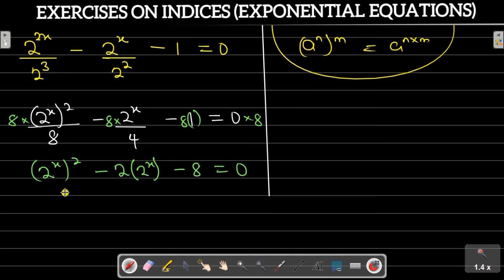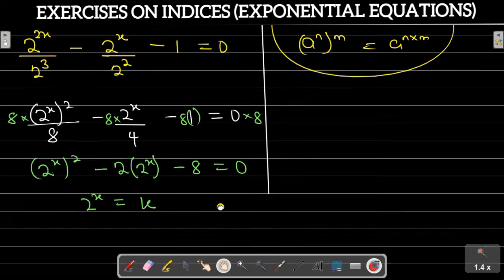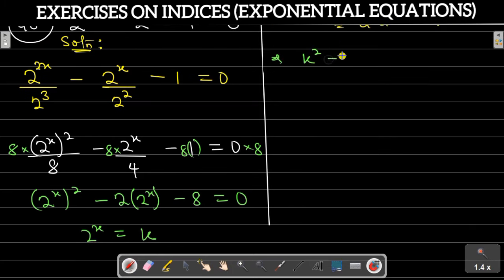All right, so at this point we can substitute. Let our 2 raised to the power of x be equal to k. That means k squared minus 2k minus 8 should be equal to 0. And then we have our quadratic equation, which we can then solve. Again, you're looking for, of course, minus 8 times 1 is minus 8. So you're looking for the factors of minus 8, 2 of them, that you will sum to get minus 2.